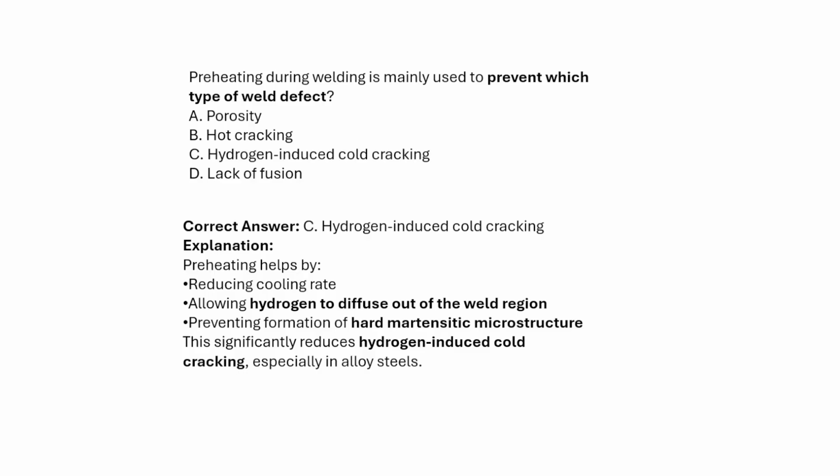Why is that? Preheating helps in reducing the cooling rate. If you reduce the cooling rate, the formation of the brittle phase will be less, and it allows the hydrogen to diffuse out of the weld region and prevents the formation of the hard martensitic microstructure. Thus, this significantly reduces hydrogen induced cold cracking, especially in alloy steels.